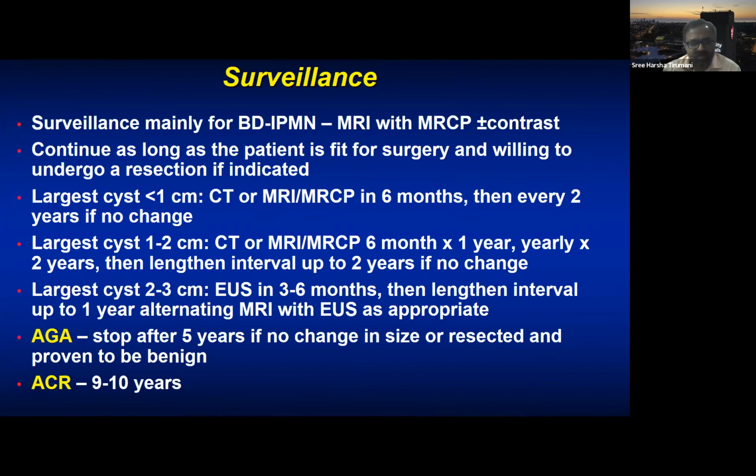This next slide is about surveillance. Again, as I mentioned, the surveillance is different from guideline to guideline, but the one thing is the AGA and ACR are time bound. The AGA guidelines recommend no follow-up after 5 years if there is no change, whereas ACR is 9 to 10 years. Both the IAP and the European guidelines are for lifelong, or as long as the patient is fit for surgery, the patient should be followed.